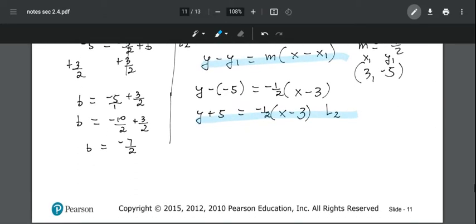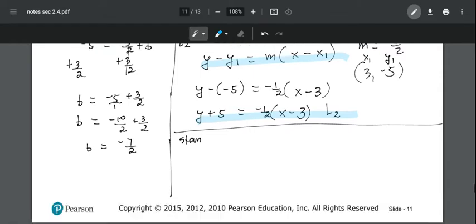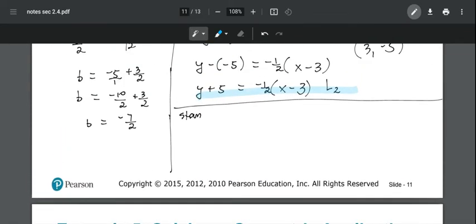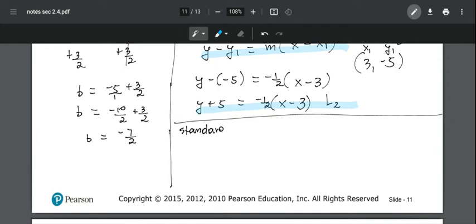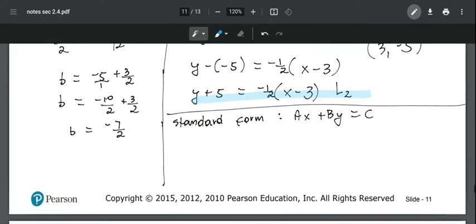Okay, and now we're going to leave the solution in a standard form. So now standard form is ax plus by equals c. So technically x and y's are on the left side. So I'm going to use the slope-intercept form to create standard form. So hint, use slope-intercept form to create the standard form.